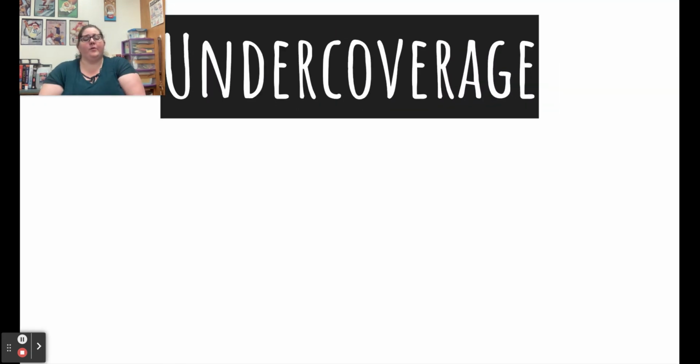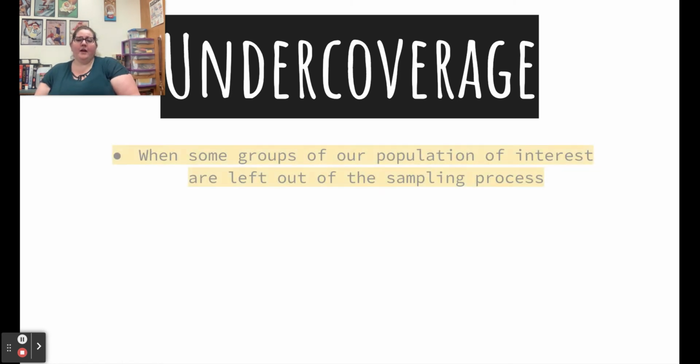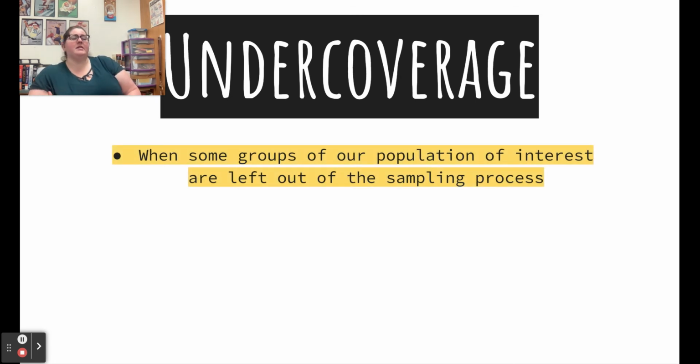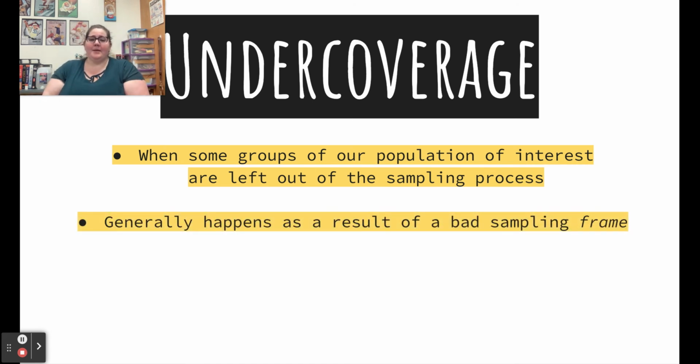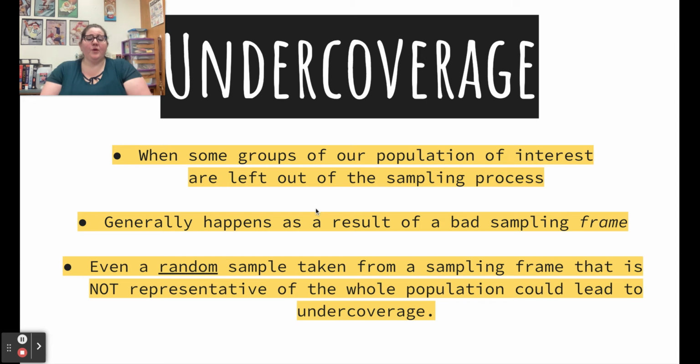A last word that we have when we're talking about bias in the sampling process is undercoverage. Undercoverage is basically a general word that means that some groups of our population of interest are left out of the sampling process. So even if we take a random sample from just part of our population and leave out other parts, we're going to get a biased sample. This generally happens as a result of a bad sampling frame. Sampling frame is the word we use for who actually had a chance to get picked in our sample. So even a random sample taken from a sampling frame that is not representative of our population could lead to undercoverage.